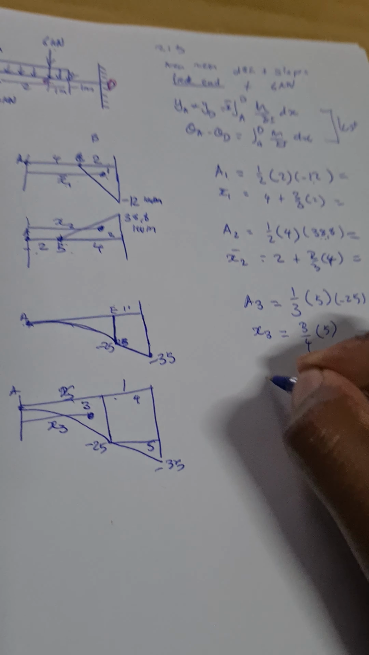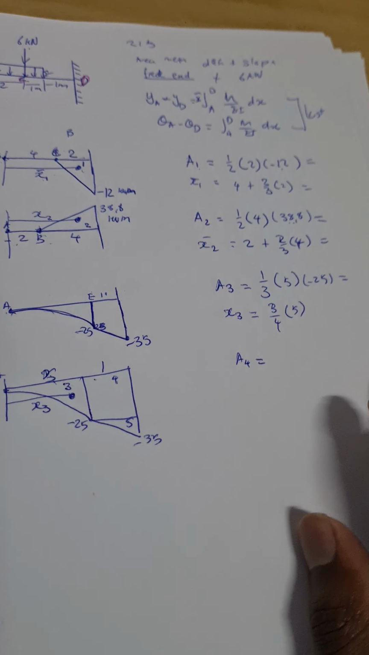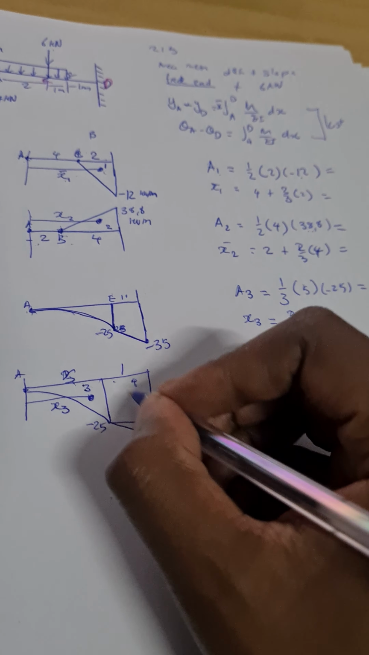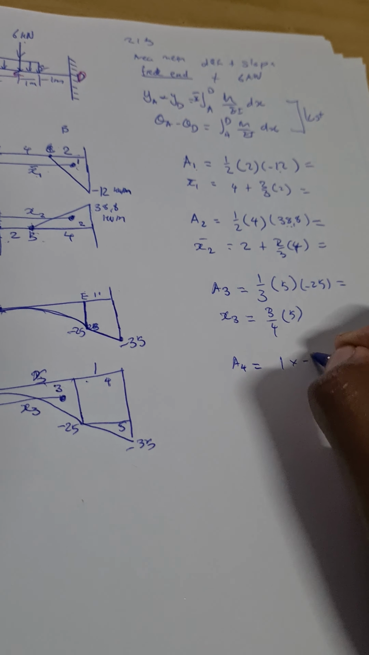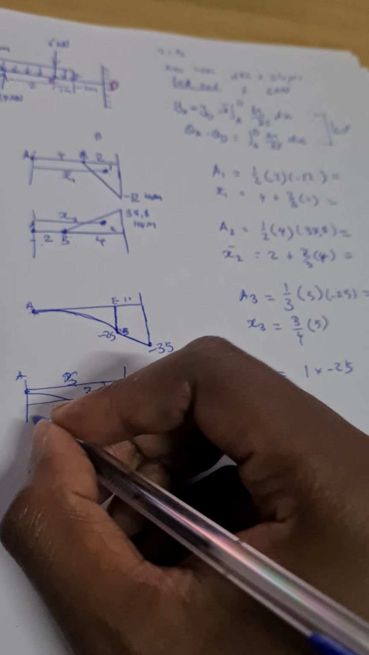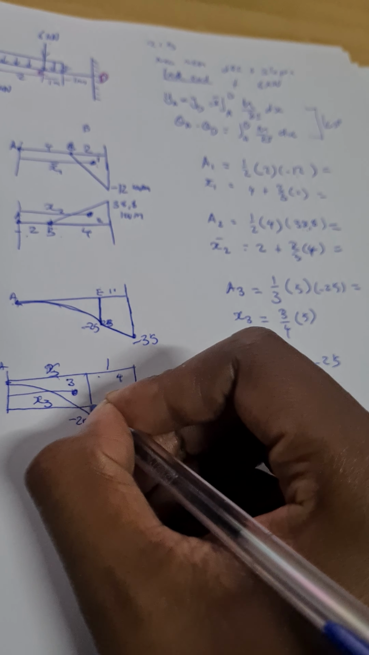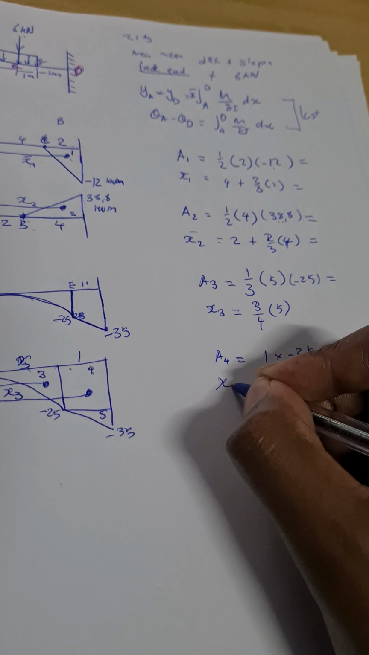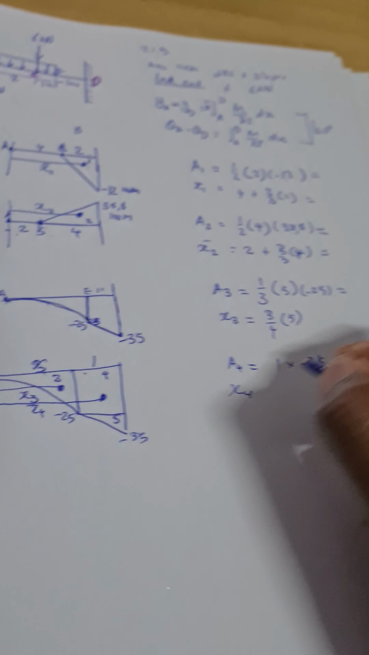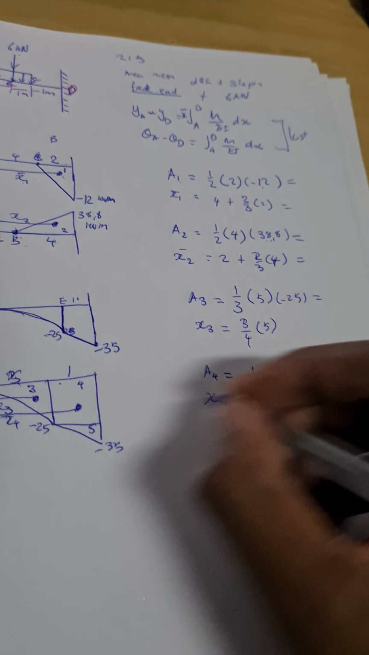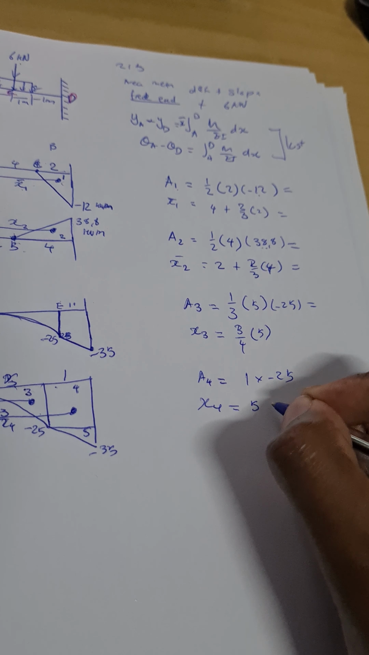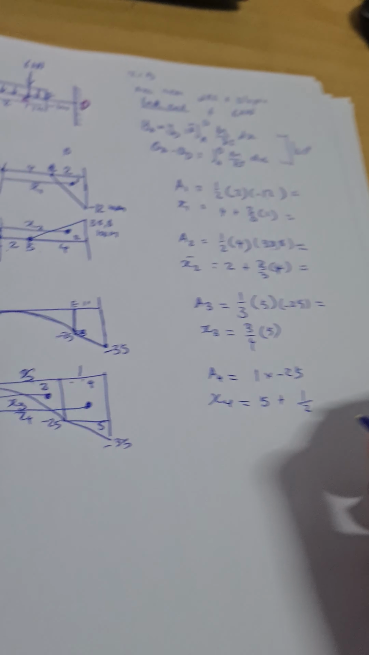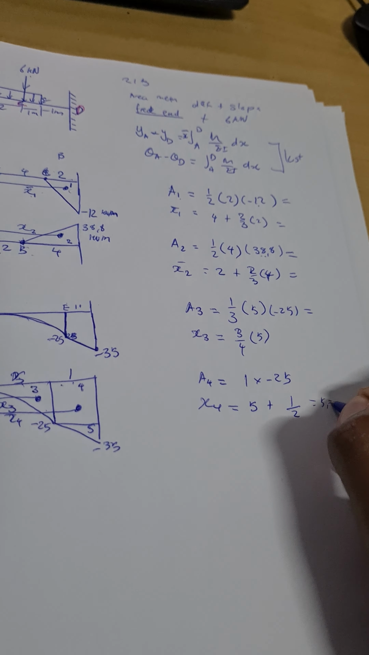Then again, A4. Area 4 is equal to what? Area 4 is a square, so it's going to be 1 times minus 25. And then x4. Since they ask me for the deflection to the center point, obviously it's not up to scale, so we call it x4. X4 is just equal to, from here to here, 5 plus half of 1. So it's going to be 5.5.